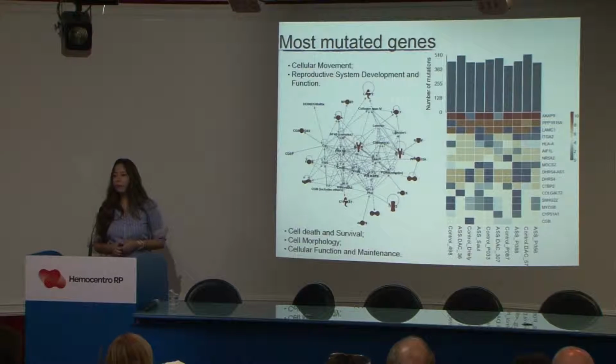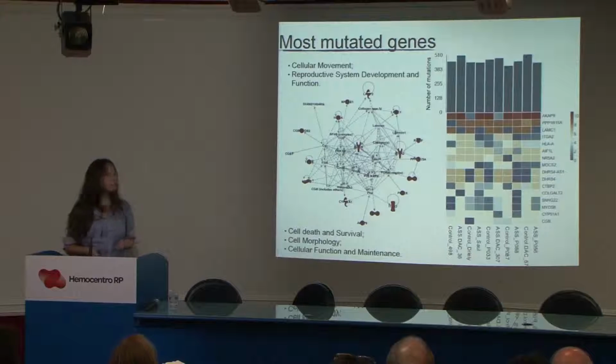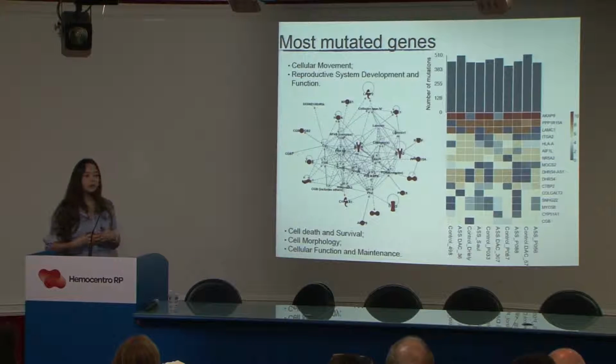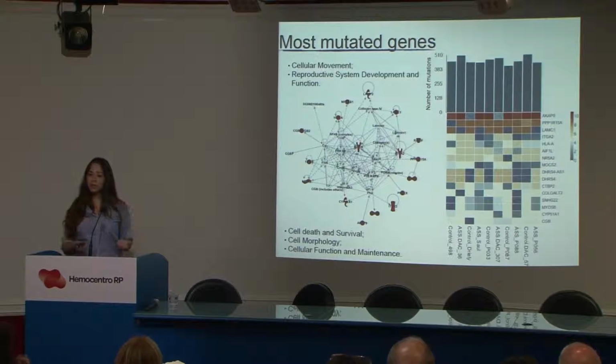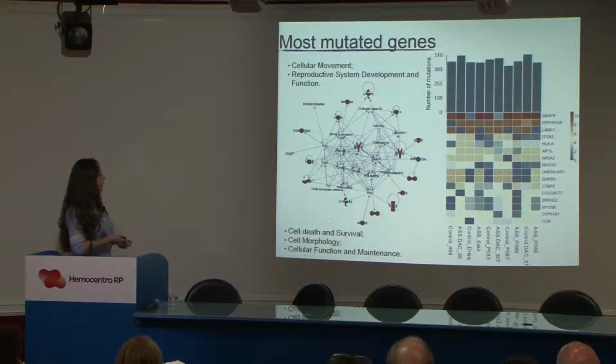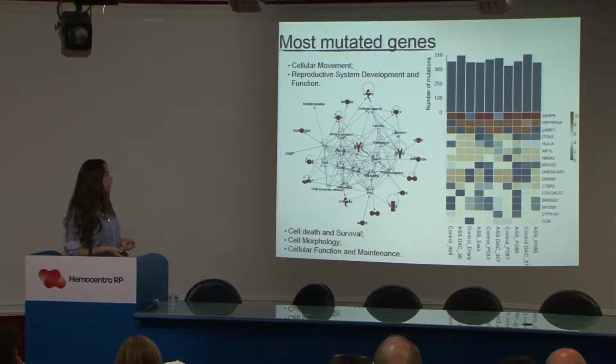When we look at the most mutated genes and analyze the pathways in which they are enriched, we can see the red ones, marked here, which are involved mainly in cellular movement and reproductive system development and function. So these genes may be involved in the disease, but it is not a conclusive result.